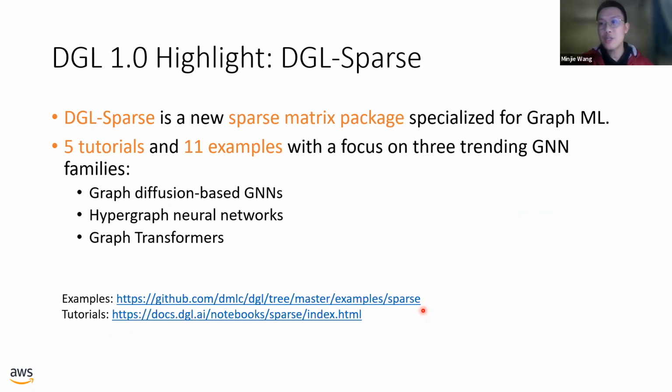So DGL Sparse is a new sparse matrix package specialized for graph machine learning. We'll talk about that later. And to accompany this release, we publish 5 tutorials, all playable in Colab, of course, and also 11 examples with a focus on 3 GNN families: the graph diffusion-based GNNs, hypergraph neural networks, and graph transformers. And we'll go through these examples one by one.